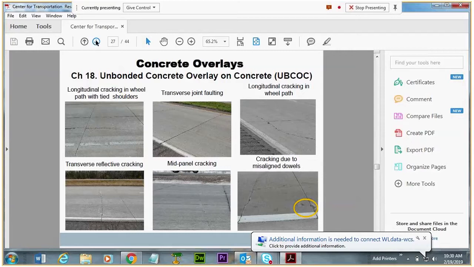Transverse reflective cracking, how could that happen? Well, it does happen sometimes when you have a loss of asphalt, some stripping, or you have a large crack underneath your pavement in the existing concrete, and you have sometimes an asphalt interlayer. Mid-panel cracking, again some stripping of the interlayer, and then the cracking due to the misalignment of the dowels, which we've all faced sometimes. Okay, next slide.